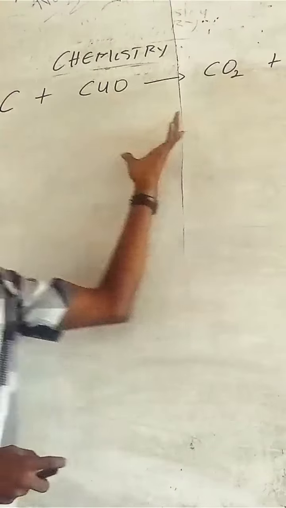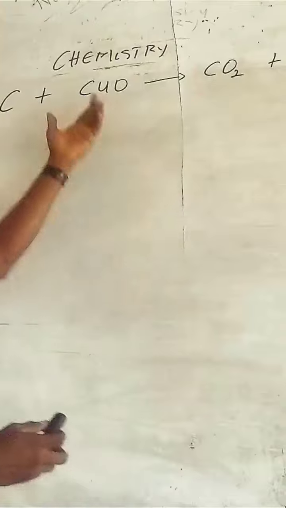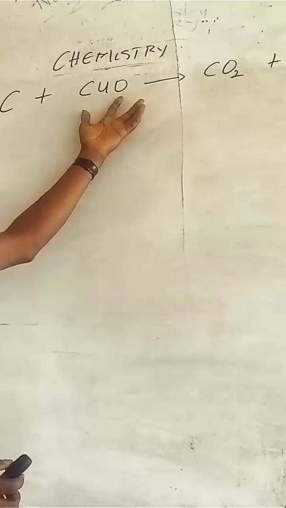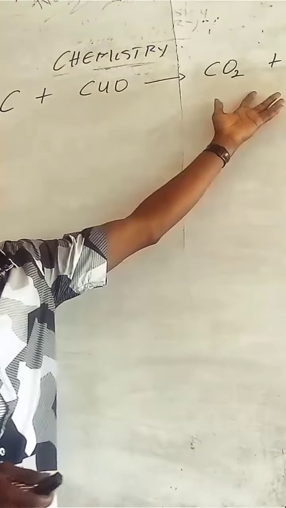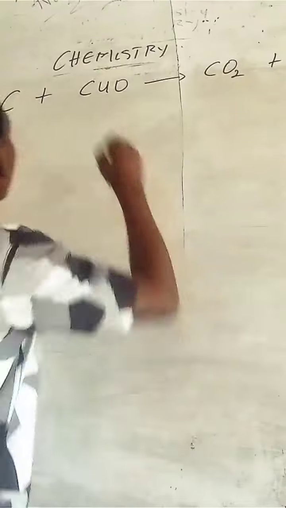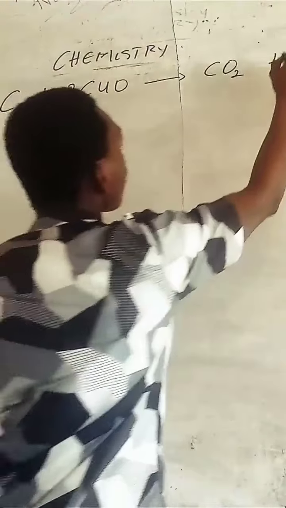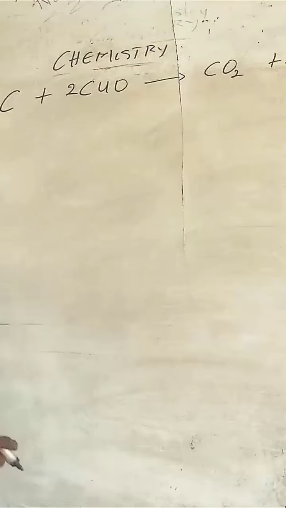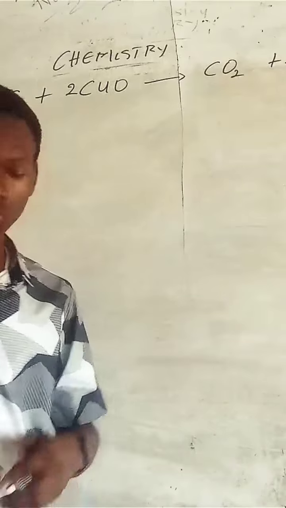But if you look at the equation, it is not balanced. You see one atom of oxygen on the reactant side and 2 atoms of oxygen on the product side. So quickly, let's balance up that equation. And the equation will look like this. So the equation is now balanced. So let's go to the question.